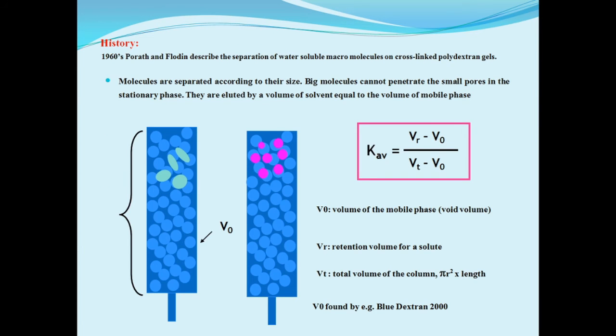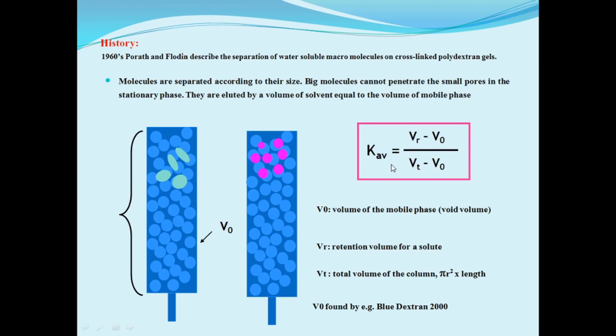History: in 1960, Porath and Flodin described the separation of water-soluble macromolecules on cross-linked polydextran gels. Molecules are separated according to their size. Big molecules cannot penetrate the small pores in the stationary phase. They are eluted by a volume of solvent equal to the volume of mobile phase.